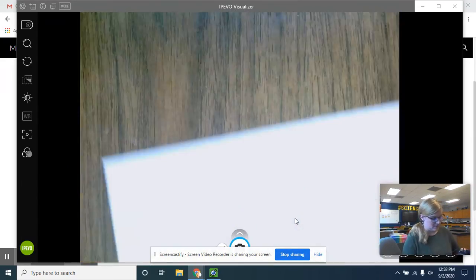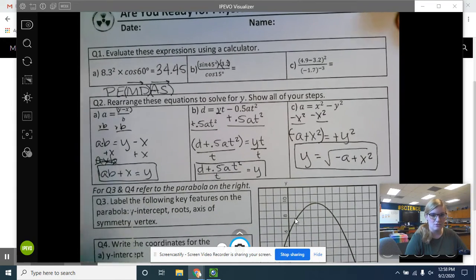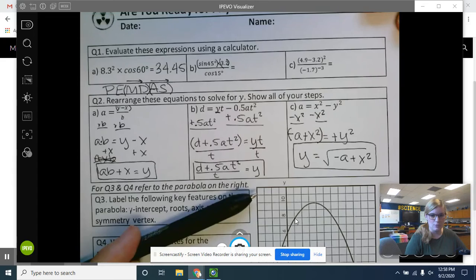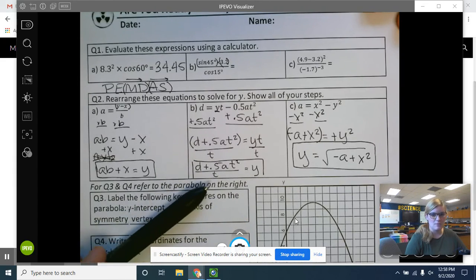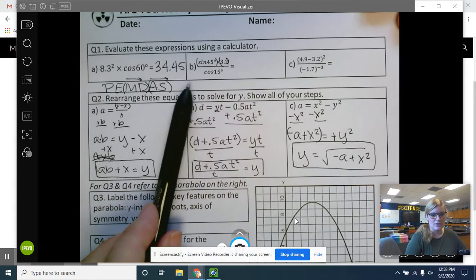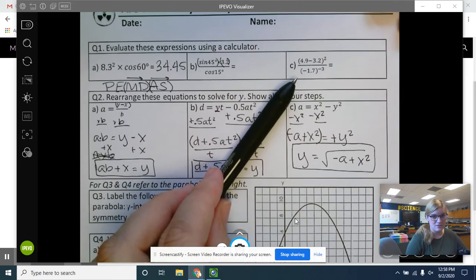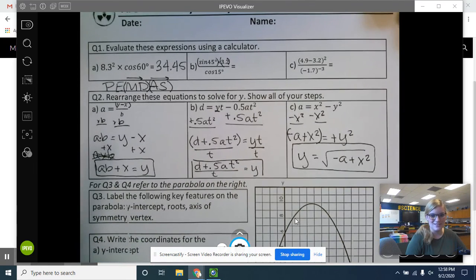All right, so that is a quick run through. There will be some more problems on your quiz on rearranging equations to solve for y, just so we can make sure that we're keeping things grouped together in the right way, and also inputting phrases into our calculator correctly. So please take your time when you're doing those, and if you have any problems, let me know.